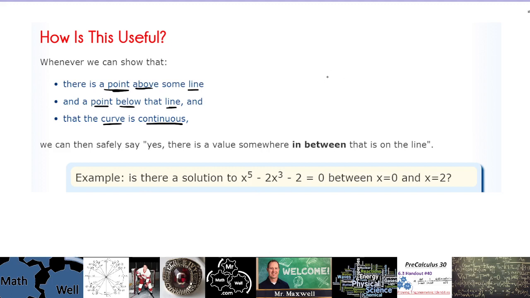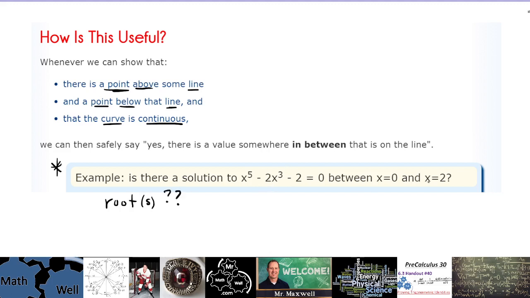Okay, so here's an example. Is there a solution to x to the 5 minus 2x to the 3 minus 2 equals 0? If you remember what a solution is, we're looking for a root or roots. That's what we're looking for.